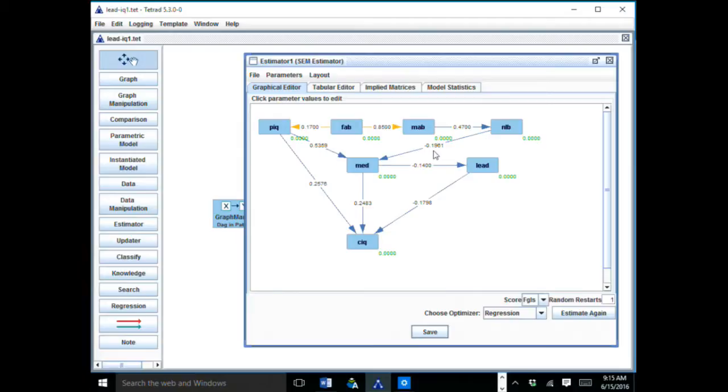But the rest of them are blue, and the reason these are oriented into med, anybody can tell me? Why are the arrows from PIQ into med and NLB into med oriented blue?